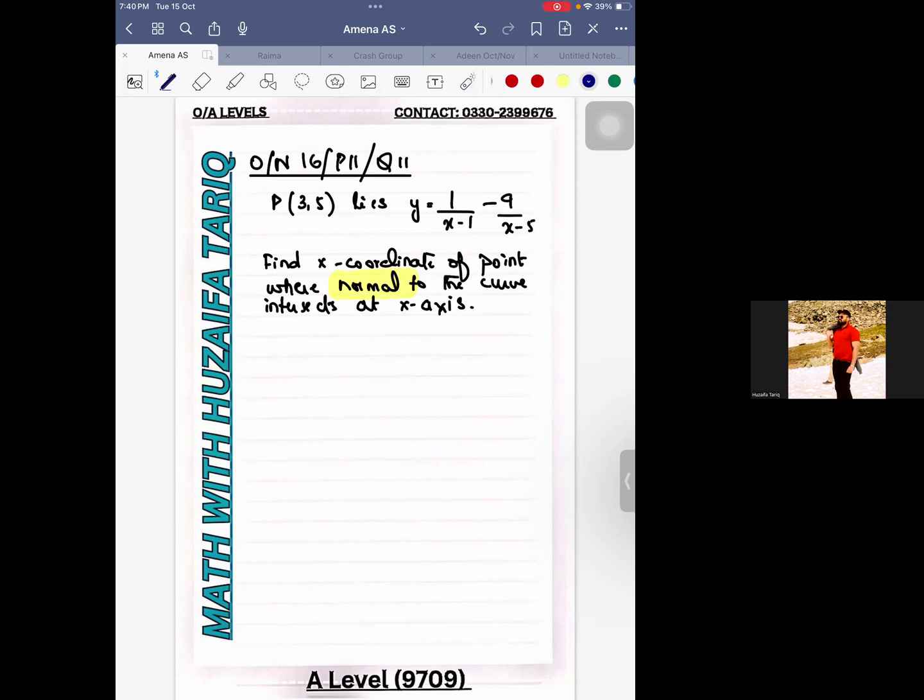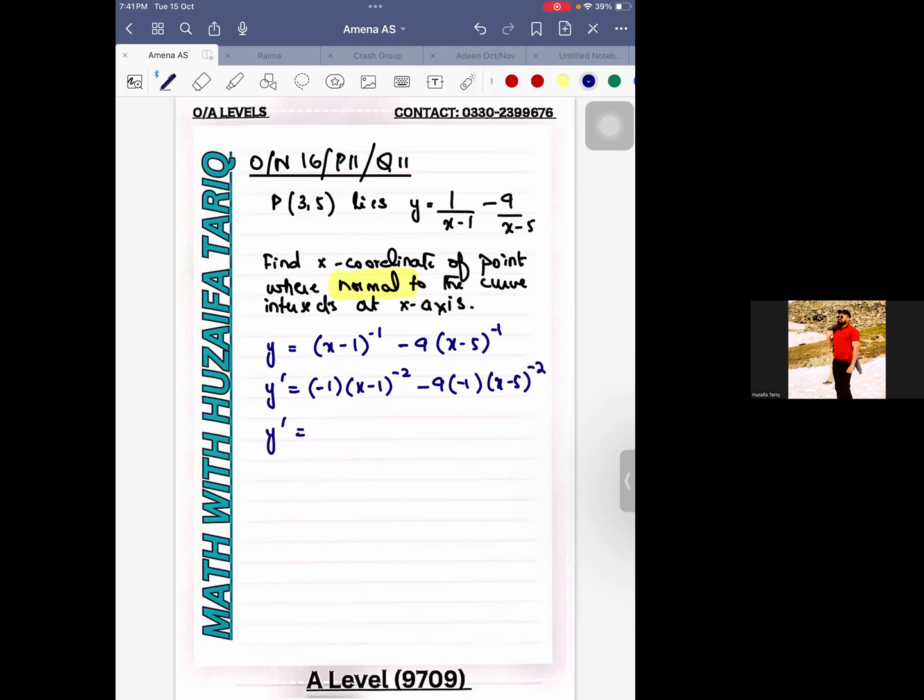So to find the equation of normal, first thing is you have to find the equation of, sorry, you have to find the gradient first. So to calculate the gradient, just take the derivative, and before taking the derivative, rearrange the equation. So it will be like this. The denominator should be written in the numerator with the negative power. And then if you apply the derivative, it will be -1 and x minus 1 power -2 minus 9 minus 1 and x minus 5 power -2.